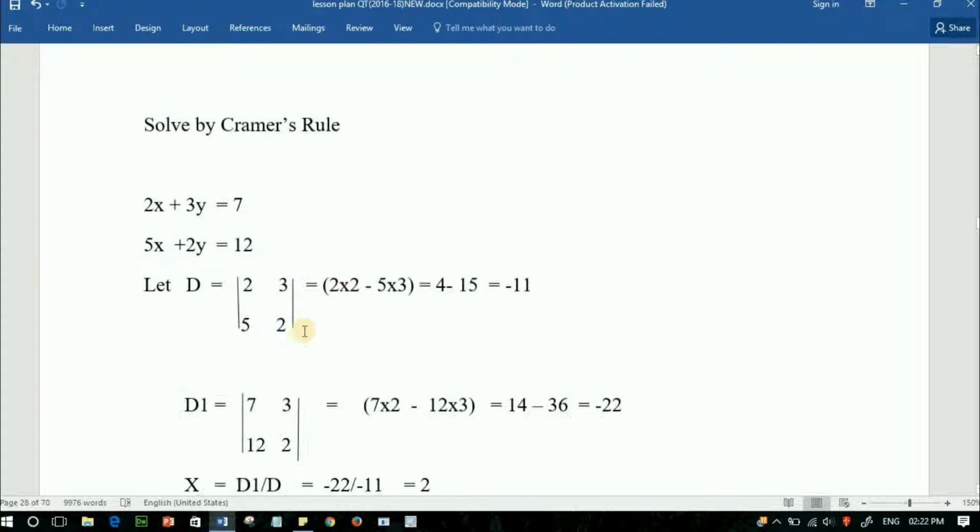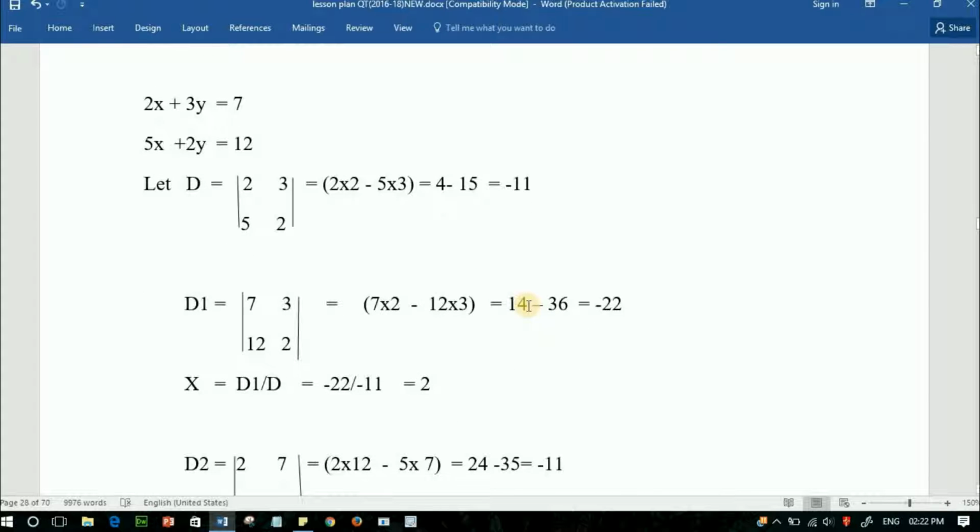For that, we take D is equal to the base matrix 2, 3 and 5, 2. We can evaluate 2 into 2 minus 5 into 3. That is equal to 4 minus 15, that is equal to minus 11.